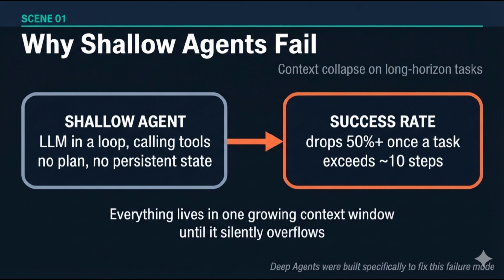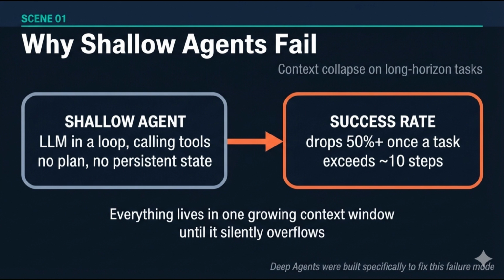Research on this pattern found something striking. Task success rates drop by more than 50% once a task exceeds roughly 10 steps. Everything the agent has done lives in one steadily growing context window, and eventually that window either overflows or the model simply loses track of earlier instructions buried under accumulated noise.